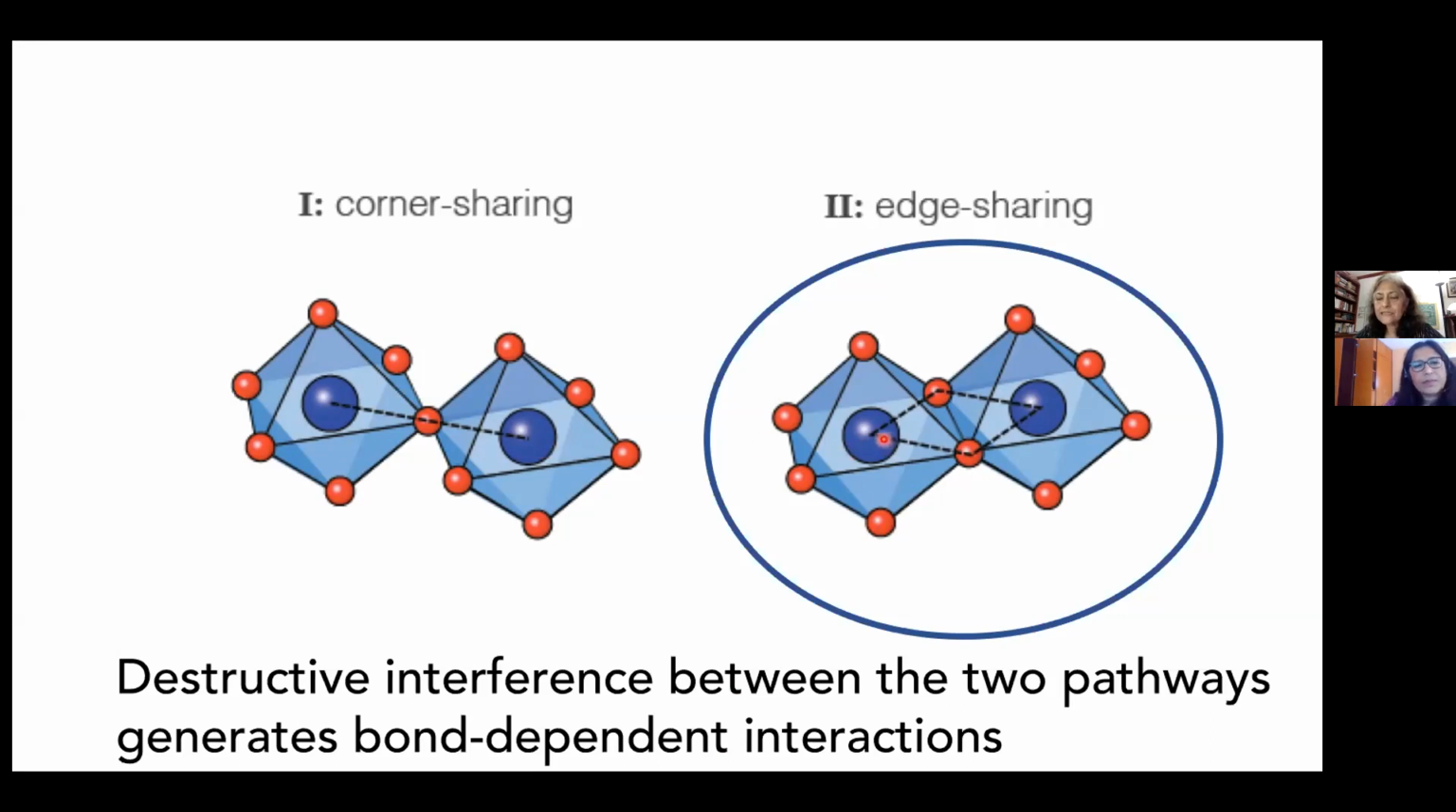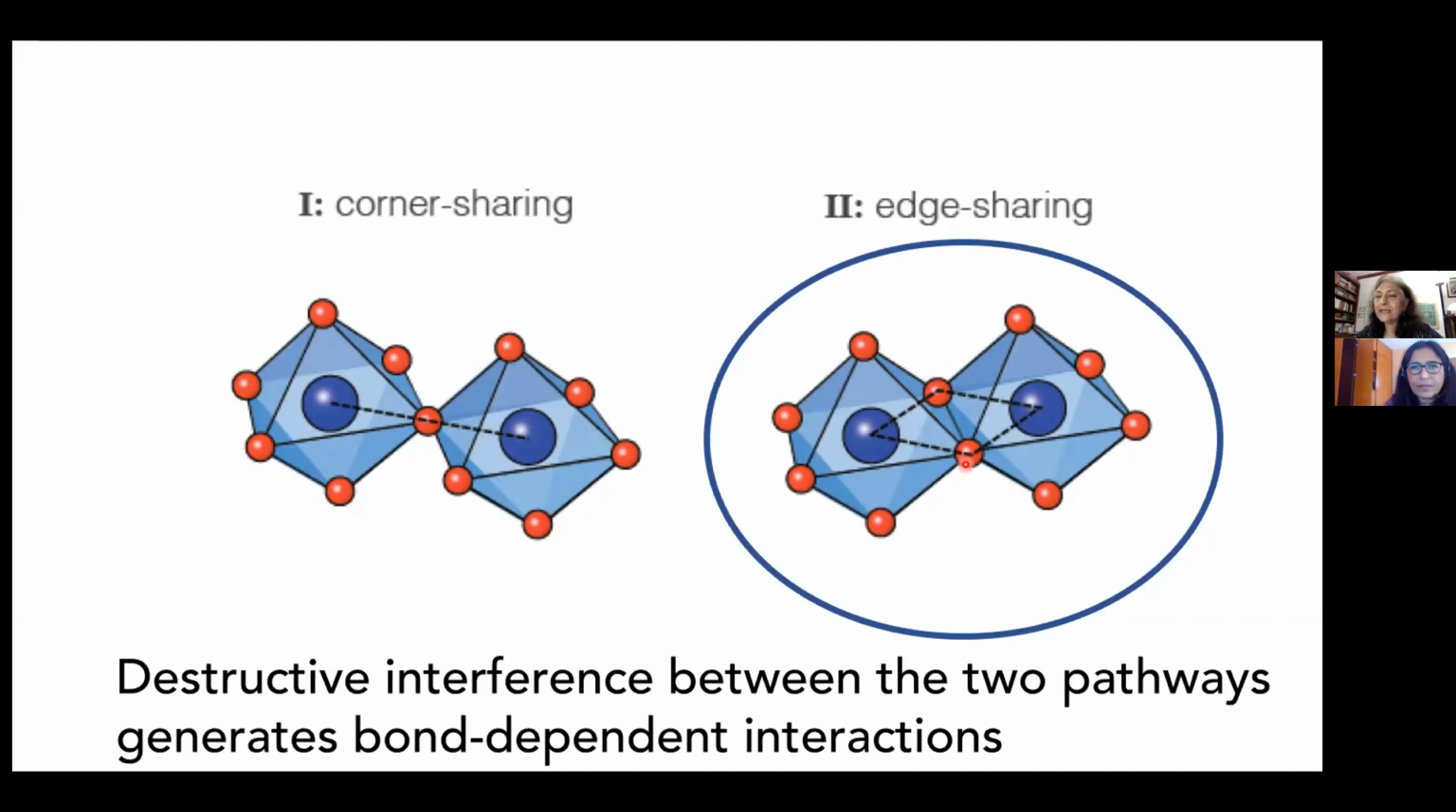On the other hand, if it's edge sharing, then you can see that there are 2 paths by which these transition metal ions can exchange, the electron can hop along 2 paths. One is along the upper ligand, chlorine or oxygen, whatever you have, and one is along the lower one. And the complex nature of the wave function will lead to some interference between these 2 paths.